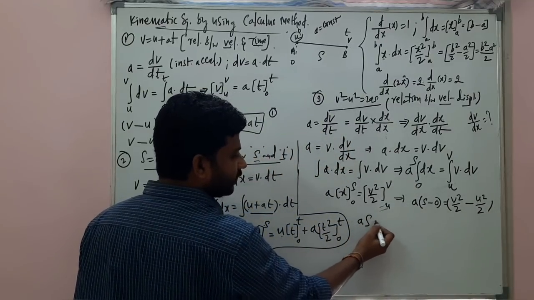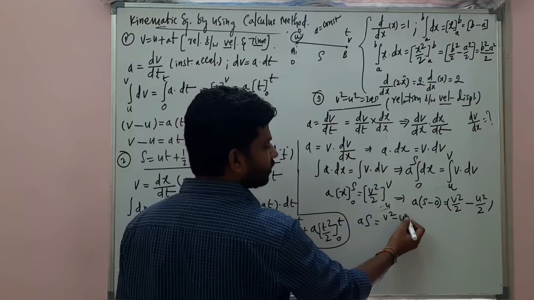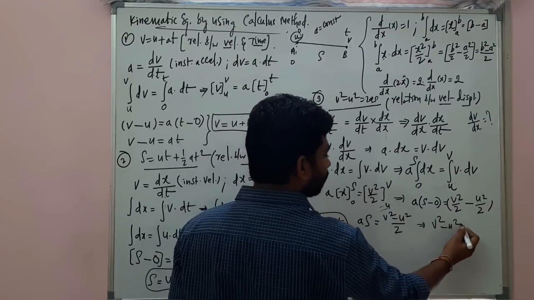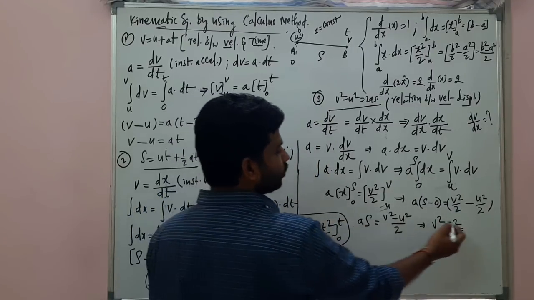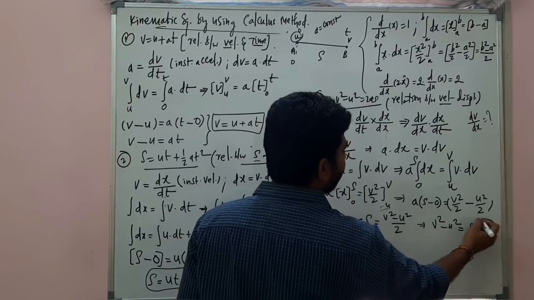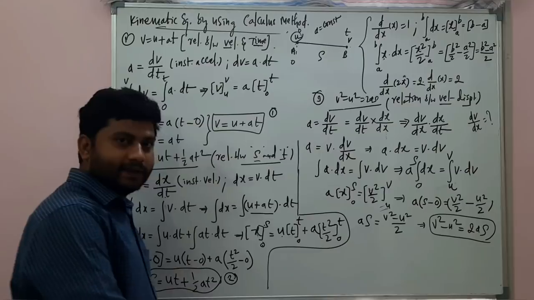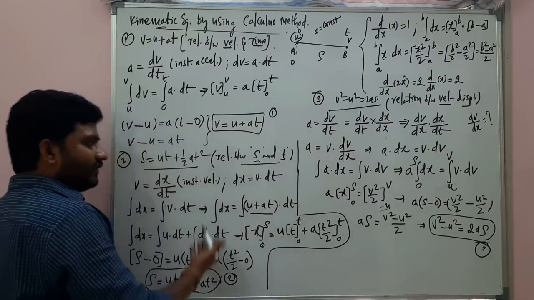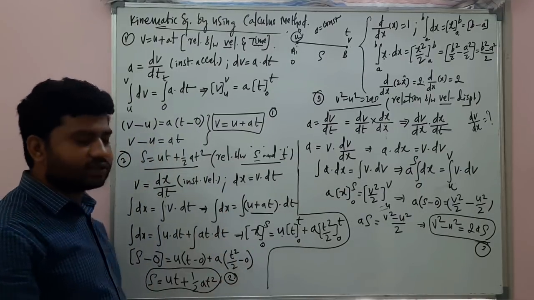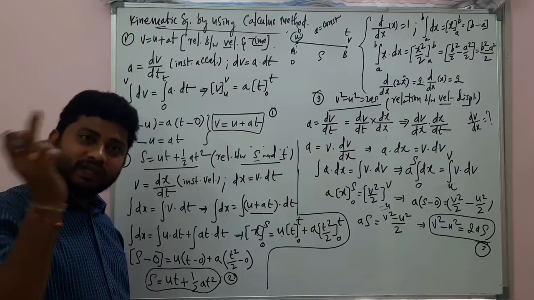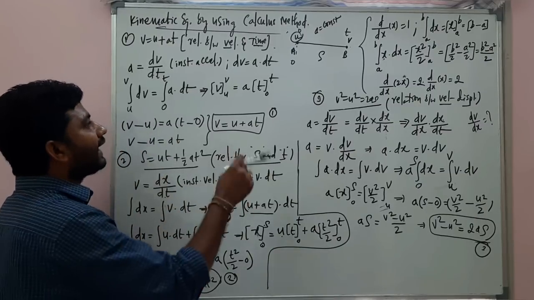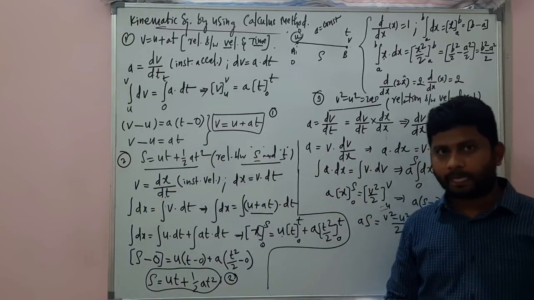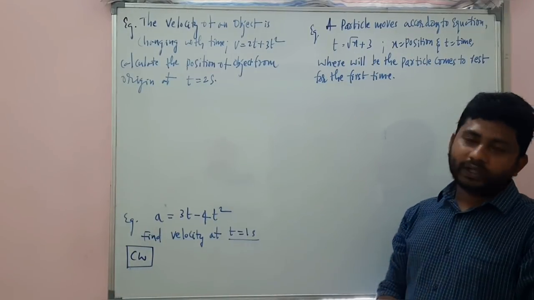So the left-hand side a into s is equal to the right-hand side, v square minus u square by 2. From here what did we get? v square minus u square is equal to, just take this 2 to the other side, 2 into a into s, my dear students. The third equation of motion also we have got. All three equations of motion, first, second, third, we have derived using the graphical method and using the calculus method. Alright, clear?